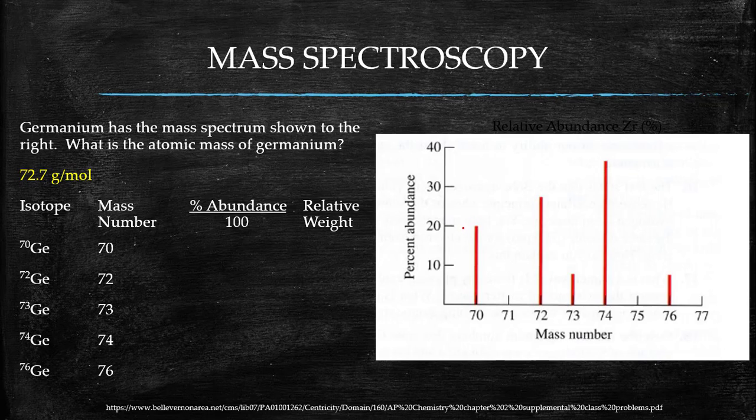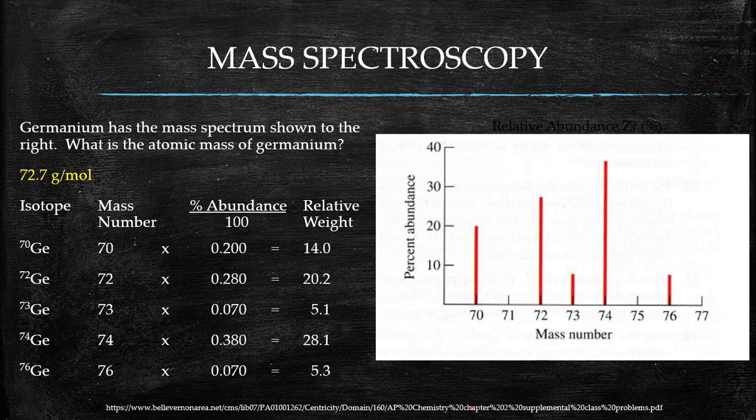I go over the graph and I see the germanium 70 seems to be right at the 20 mark. So I'm going to read all of my various percentages off, and I divide them by 100, and so I get these values. And I know if I multiply the mass number times the percent abundance, I get the relative weight. I add those up, and I get the atomic mass. And if you go to your periodic tables, you'll see that the value is actually 72.64. So even with this crude graph, we do pretty well.